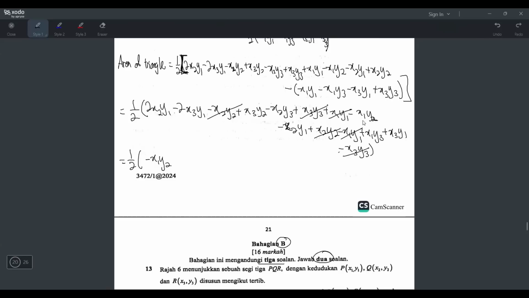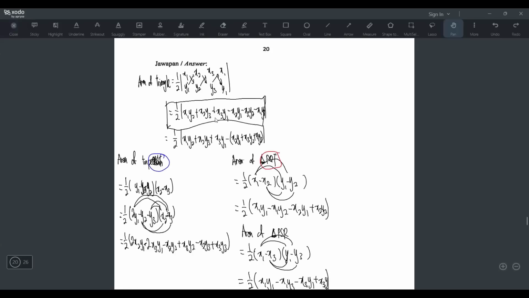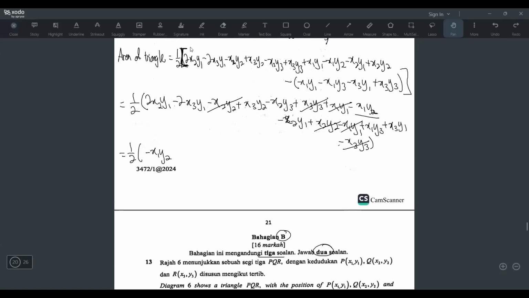No, right? Okay, so I'll just underline it to remind me that I already do this. Okay, next one, according to the formula, the next one has to write x2, y3 and then x3, y1. So we find out which one got x2, y3. Not this one, not this one, not this one. This one. Minus x2, y3. And there's only one, right? Yeah, so minus x2, y3. Okay, the next one will be x3, y1.